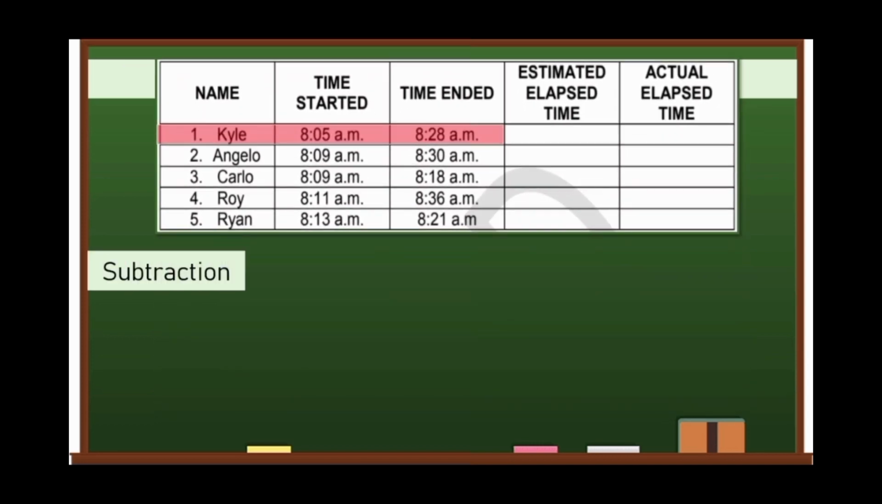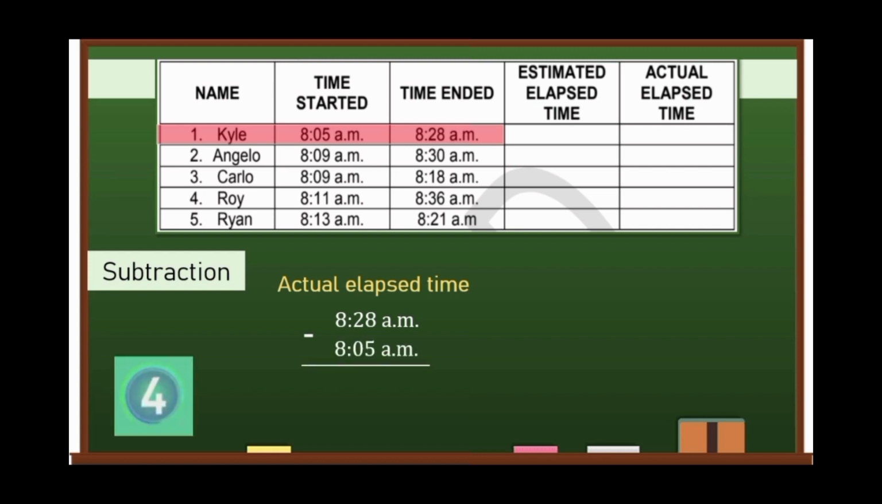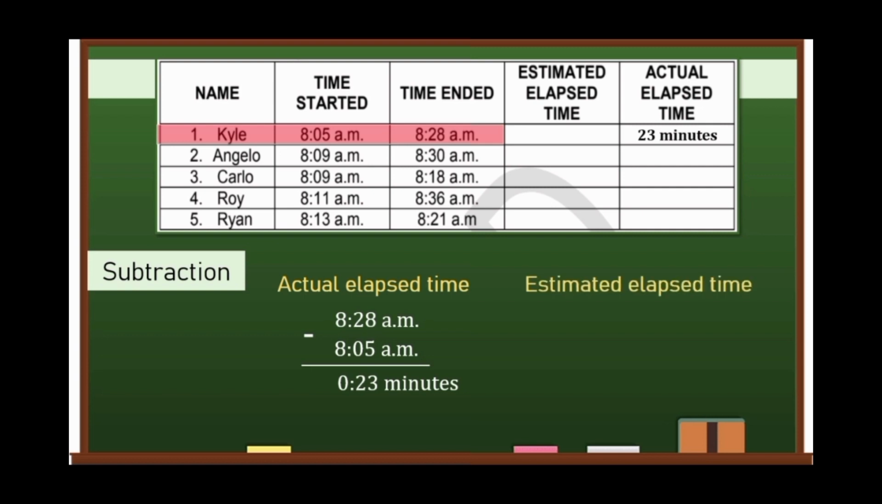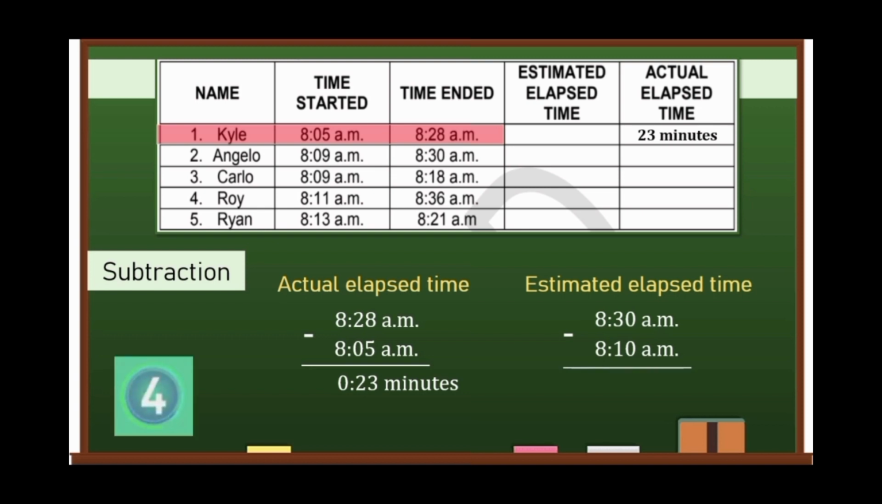Let us use subtraction. For actual elapsed time, 8:28 a.m. minus 8:05 a.m. The answer is 23 minutes. Now estimate the given time. The estimated elapsed time of our given time will be 8:30 a.m. minus 8:10 a.m. Do the subtraction. The answer is 20 minutes.